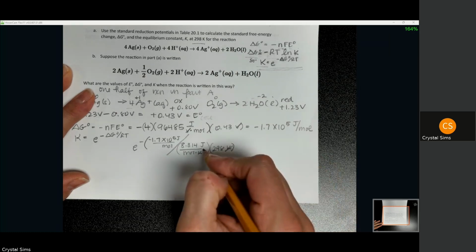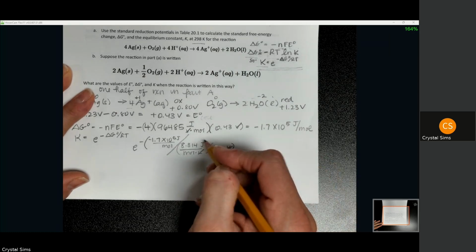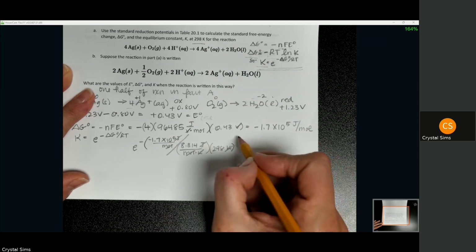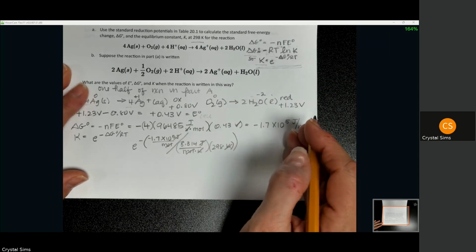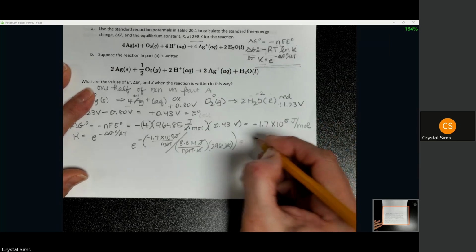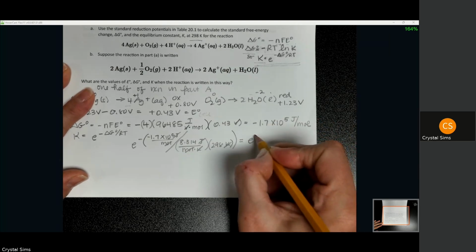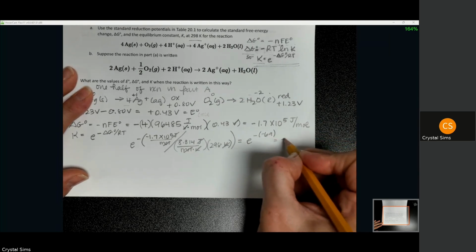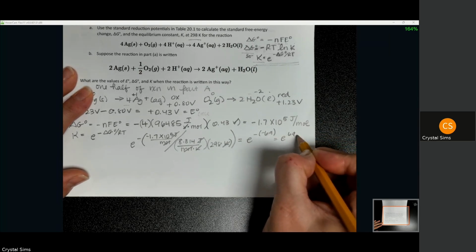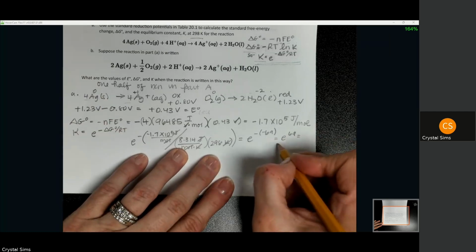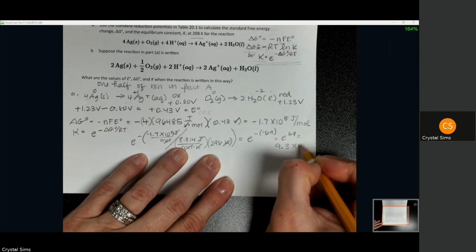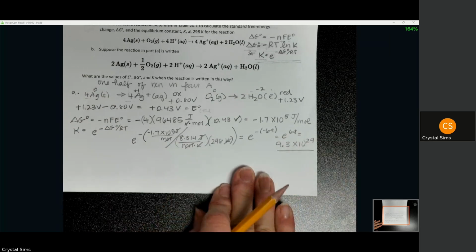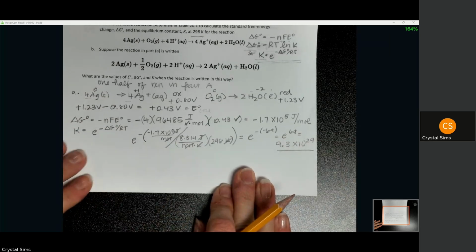So my Kelvin will cancel out, my moles cancel out, my joules cancel out, and that makes sense because we don't have any units on the equilibrium constant. So when I work all that out, this is what I get. 9.3 times 10 to the 29 will be my equilibrium constant.